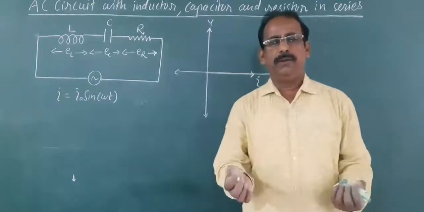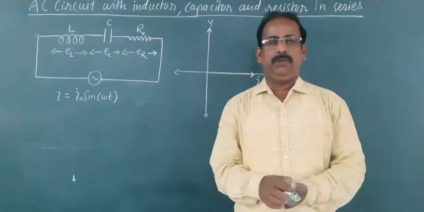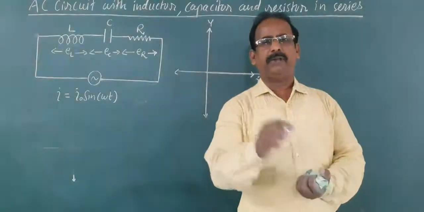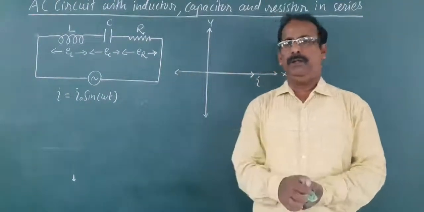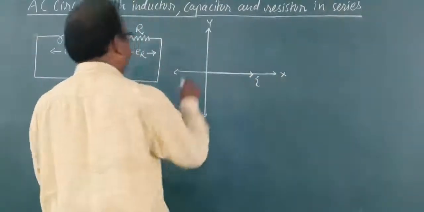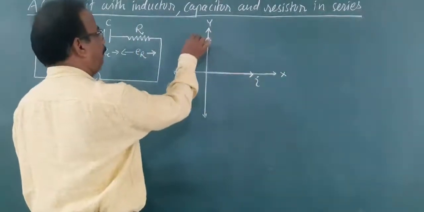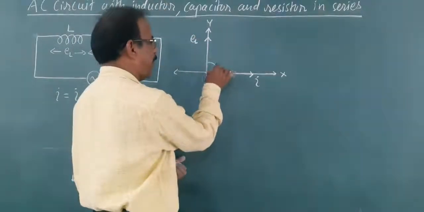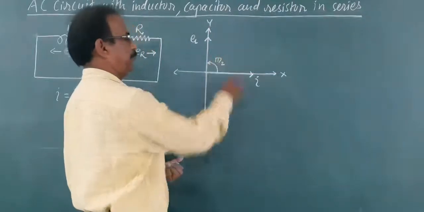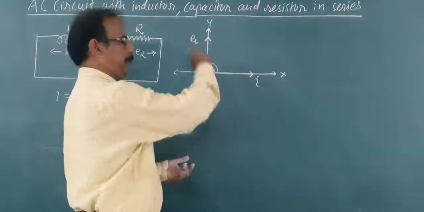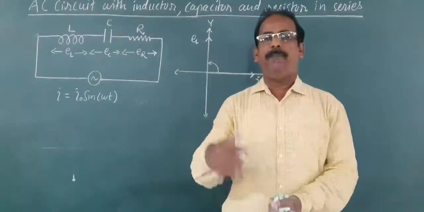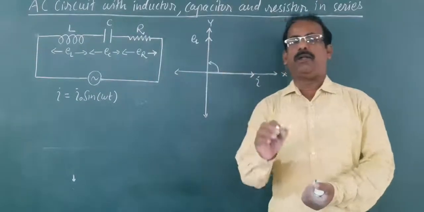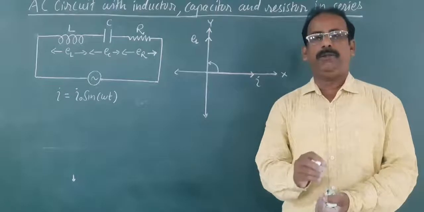EL means what? EMF across inductor. In inductor we have seen that EMF is always ahead than current by pi by 2 radian. Means the phasor for EL will come along positive y direction. This angle is pi by 2 radian. EL is ahead than current by pi by 2 radian. Therefore, draw phasor for EL along positive y direction.